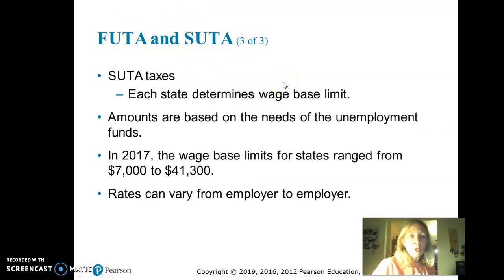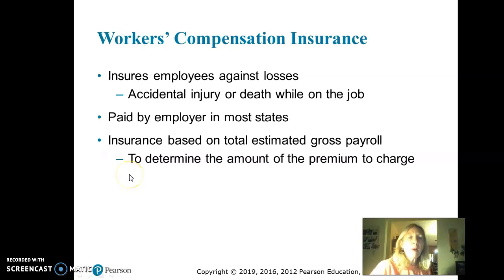Okay? So remember that your book will always go with the 7,000. It varies by state, and you're a couple years out here because of the recency of your book, but the wage-based limit could be as high as $41,300, but it's not. For your calculations, your homework is always going to be that $7,000. That's a critical number. Okay, so let's talk about workers' comp.